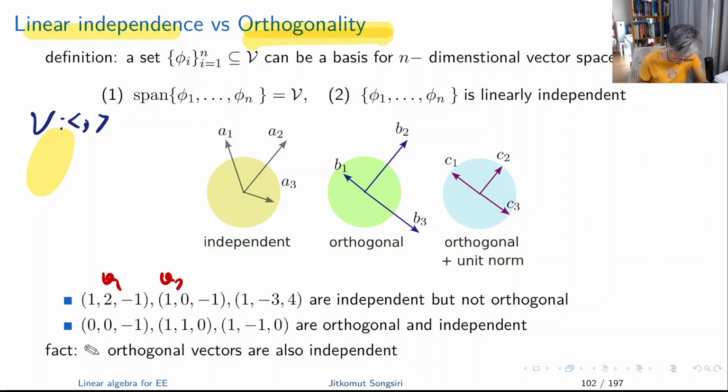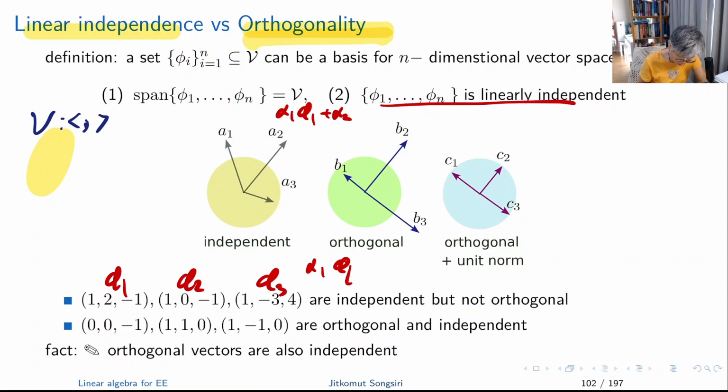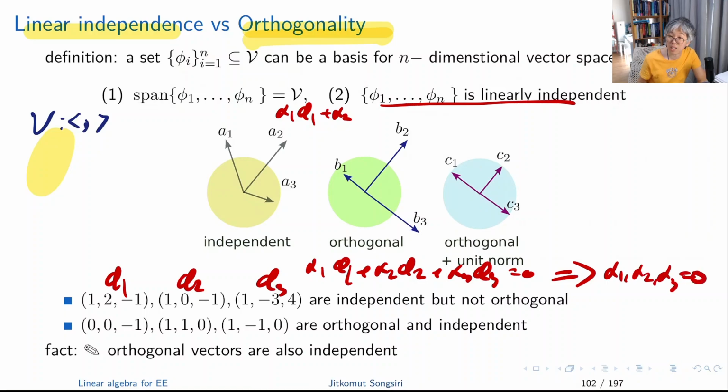Suppose we have V1, V2, and V3. These three vectors are independent. How can we check? The concept is that vectors are independent if we take a linear combination of them, and set it to 0, it must imply that all the alpha 1, alpha 2, alpha 3 must be 0.